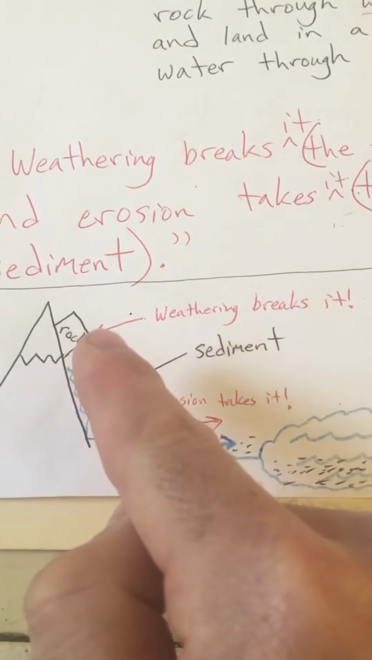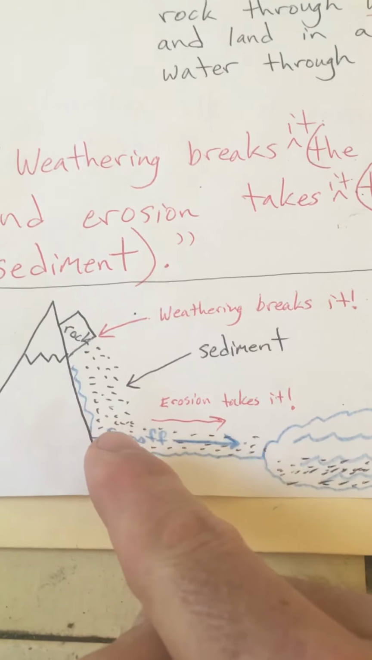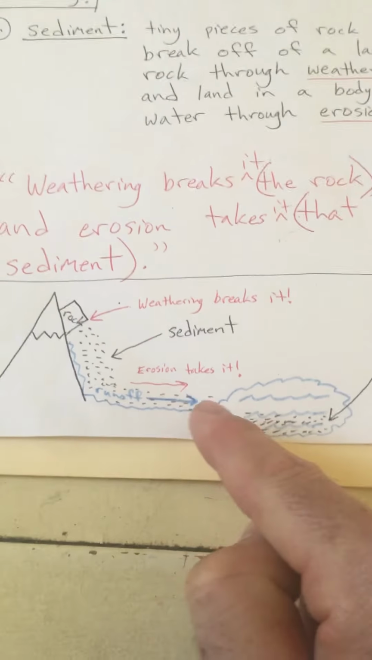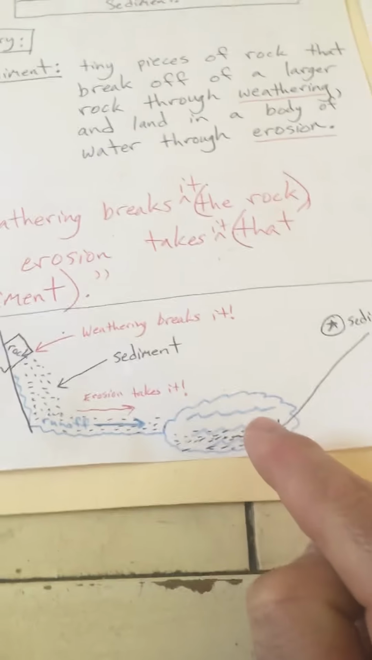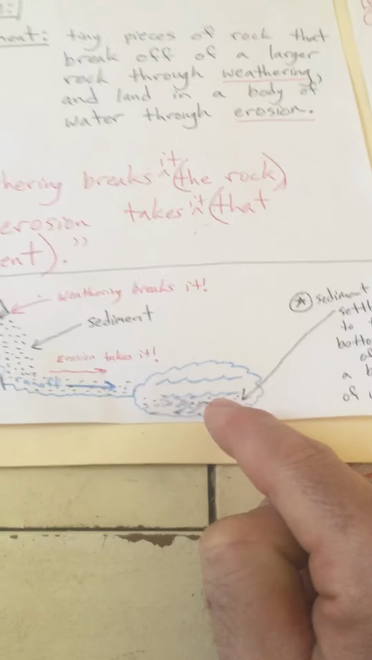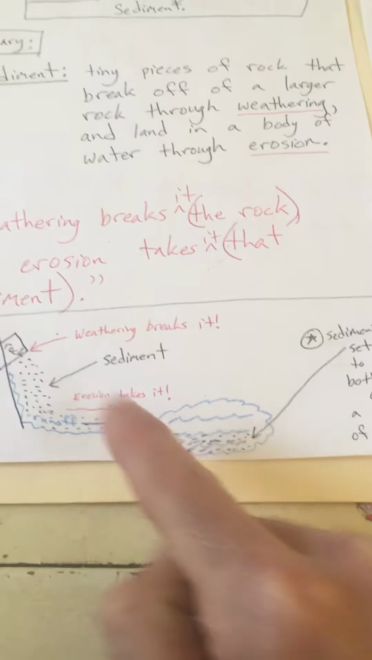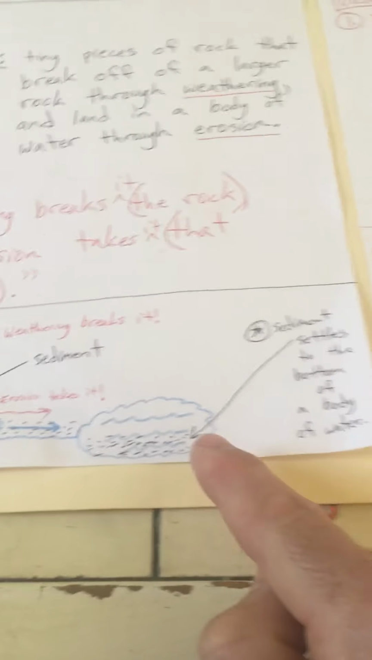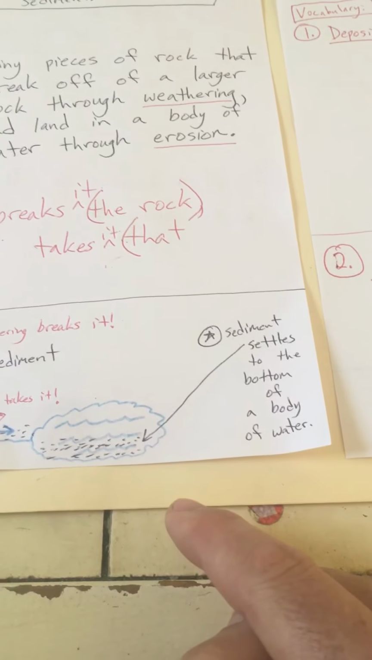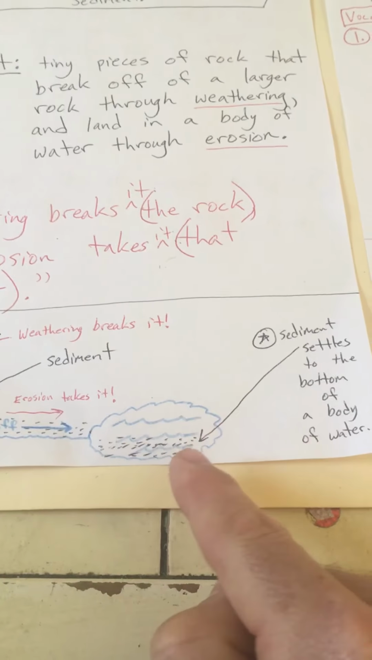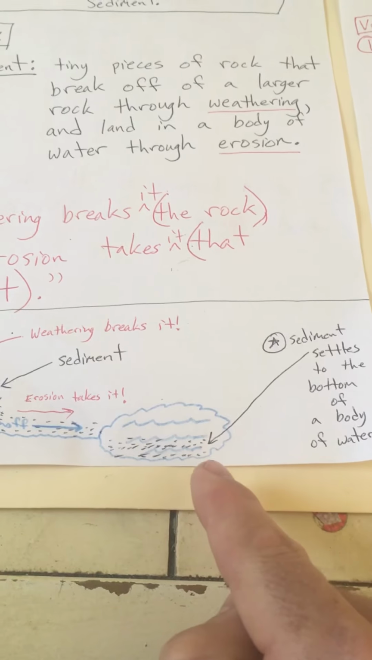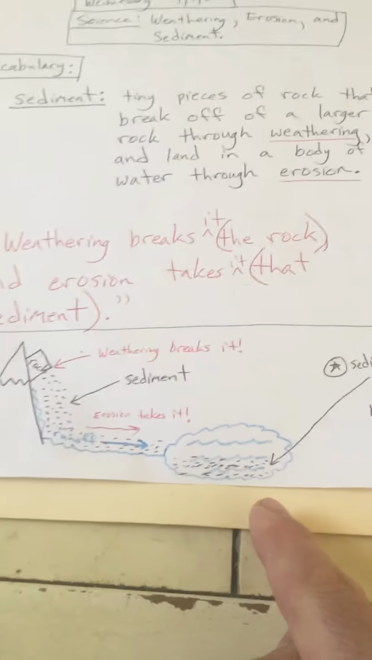So when it rains or snows, this runoff, the water runs down to the lowest point of elevation, and it's going to eventually land in a pond or an ocean or a lake. Okay? So the erosion is the movement of that sediment that was broken off by weathering. And then the sediment settles to the bottom of a body of water. So if it's sitting in a lake, it is going to be heavier than the water, and it's going to sink down to the bottom.